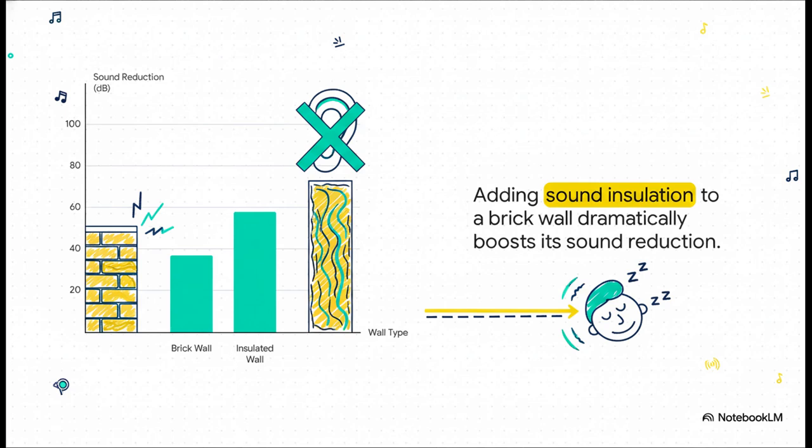And you wouldn't believe the power of picking the right material. I mean, it is staggering, especially when we talk about insulation. Take a standard brick wall. It might block, say, 37 decibels of sound. But if you add a proper insulation system inside that exact same wall, the rating can jump all the way to 58 decibels. That is a night and day difference. It's the difference between hearing traffic and total silence.